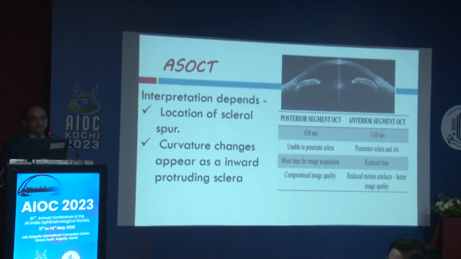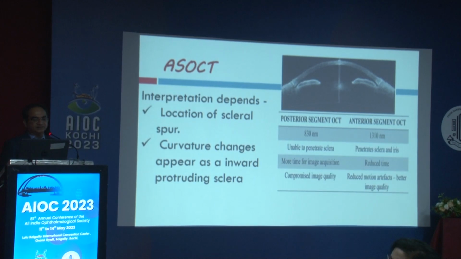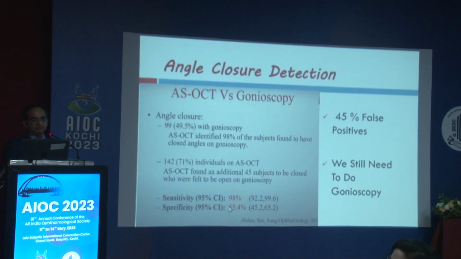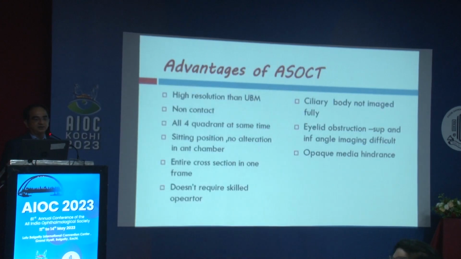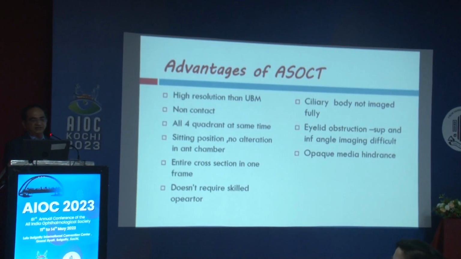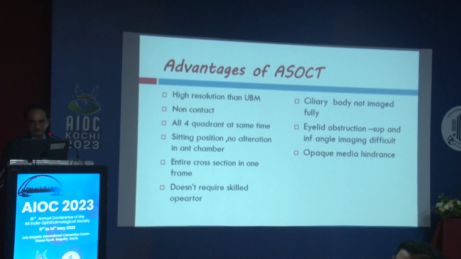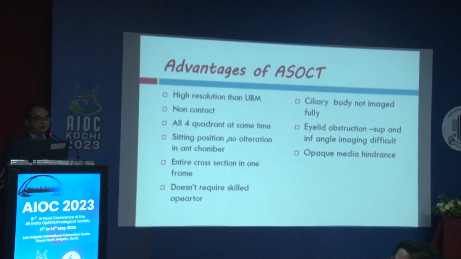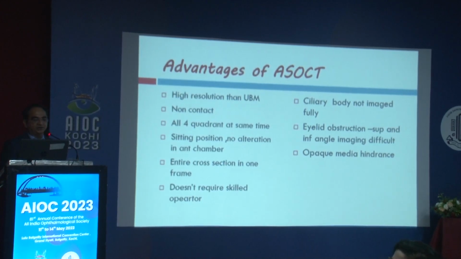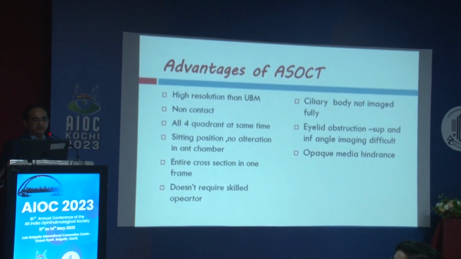Next comes the ASOCT. Its interpretation depends on the location of the scleral spur and curvature change, appearing as an inward protruding sclera. But it gives 45% false positives, so we still need to do gonioscopy. The advantages of ASOCT are high resolution, non-contact method, all 4 quadrants at the same time, sitting position, entire cross section in one frame. Ciliary body is not imaged fully. This is the limitation. Eyelid obstruction.